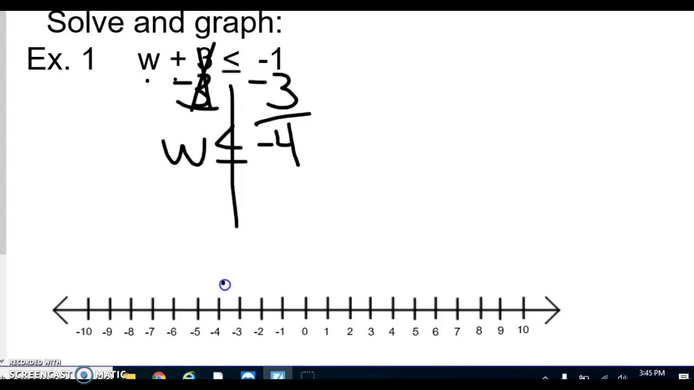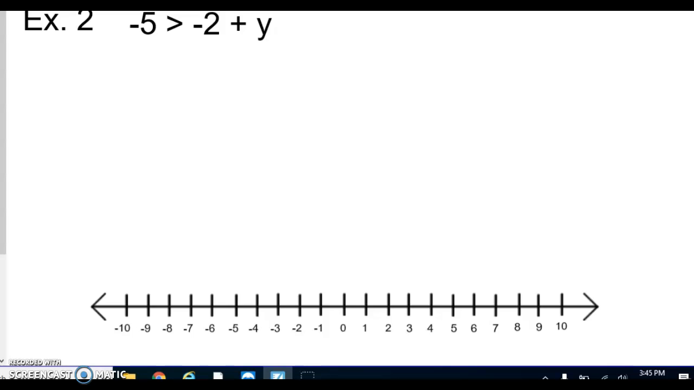On a number line, we've got a closed dot at negative 4. Everything less than or equal to. So if you're taking notes, which is a good idea, pause it when you need to. I'm going to move on to the next example.